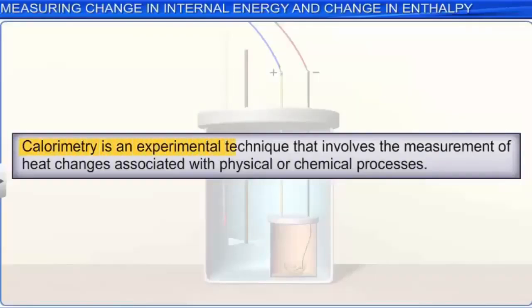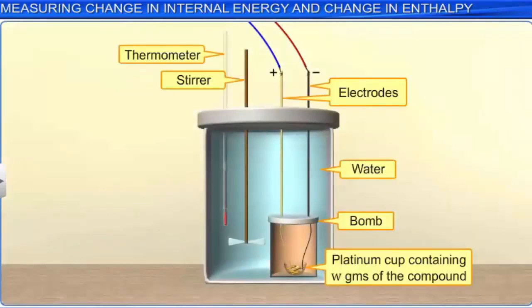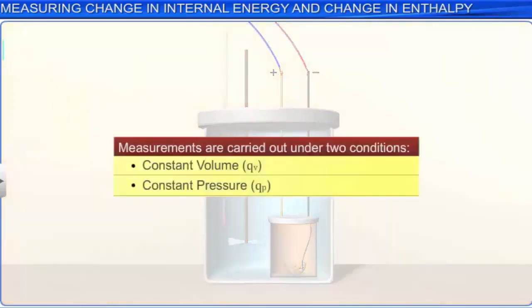Calorimetry is an experimental technique that involves the measurement of heat changes associated with physical or chemical processes. In the laboratory, such changes are measured in a calorimeter. These measurements are generally carried out under two conditions: at constant volume, Qv, and at constant pressure, Qp.